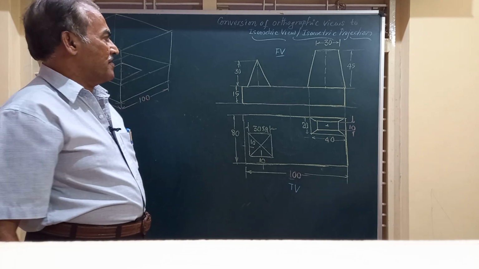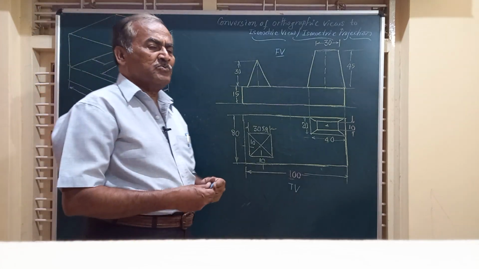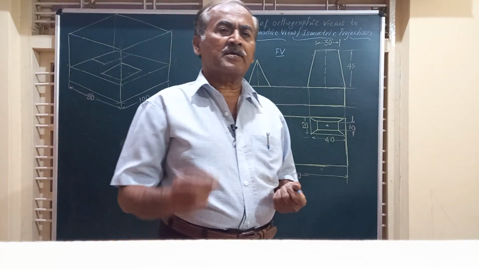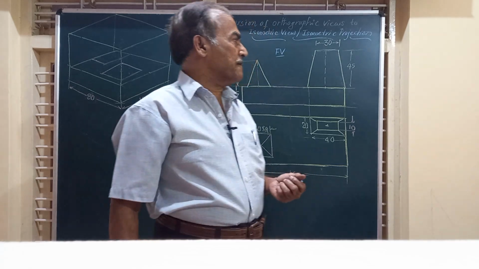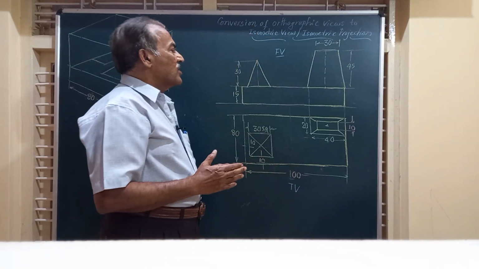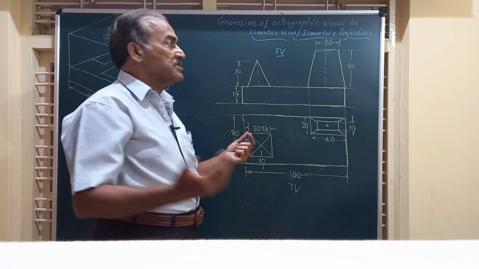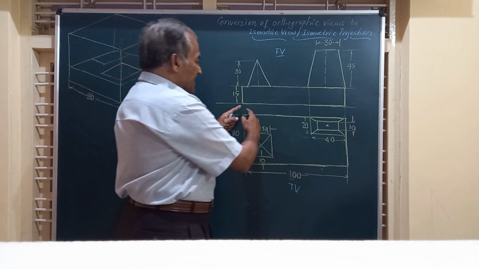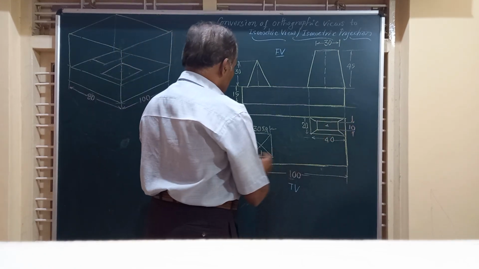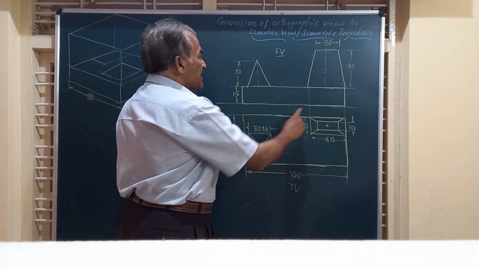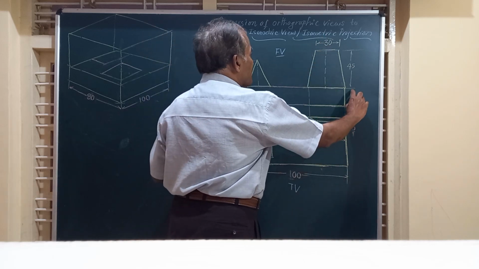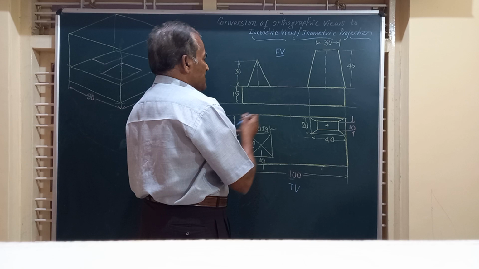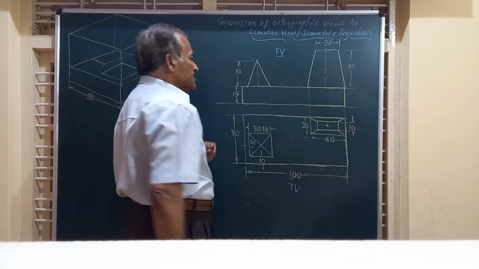Friends, before we make the isometric drawing, we need to know the overall dimensions of this view: the length, which is 100, the width is 80, and the maximum height is 15 plus 45, that is 60. This is 15 and 45, 60.